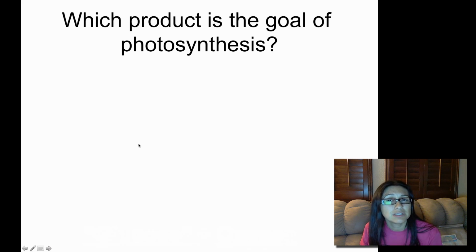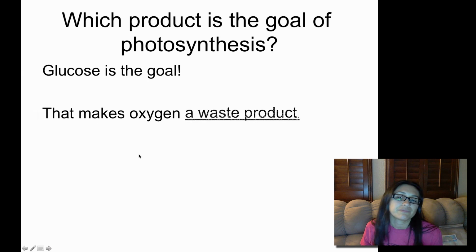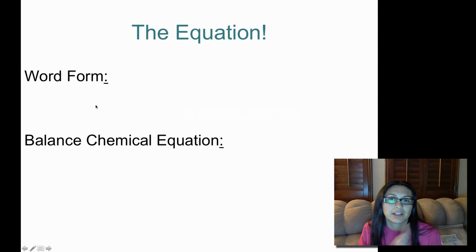But in photosynthesis, it's actually the glucose that's the goal. So glucose is the goal. That's what we really want to make in photosynthesis. That makes oxygen a waste product. So technically it's a waste product. You might be thinking, oh, a waste product? How can it be a waste product? It's so important. But that's what it is in this case, because the whole reason that photosynthesis even happens is to make the glucose.